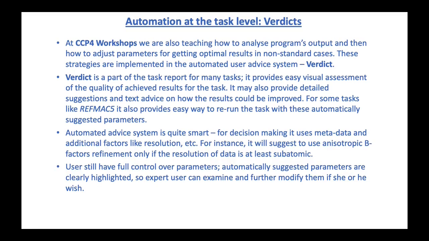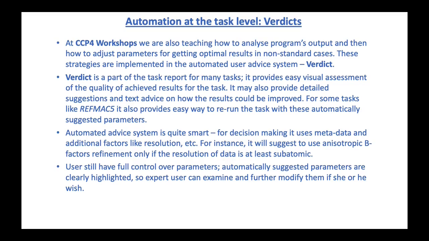At CCP4 workshops, we teach how to analyze a program's output and how to adjust parameters to get optimal results in non-standard cases. These strategies are implemented in the automated user advice system called Verdict. Verdict is a part of the task report for many tasks. It provides an easy visual assessment of the quality of achieved results for the task. It may also provide detailed suggestions and text advice on how these results could be improved. And for some tasks, like RefMac 5, it also provides an easy way to rerun tasks with these automatically suggested parameters.